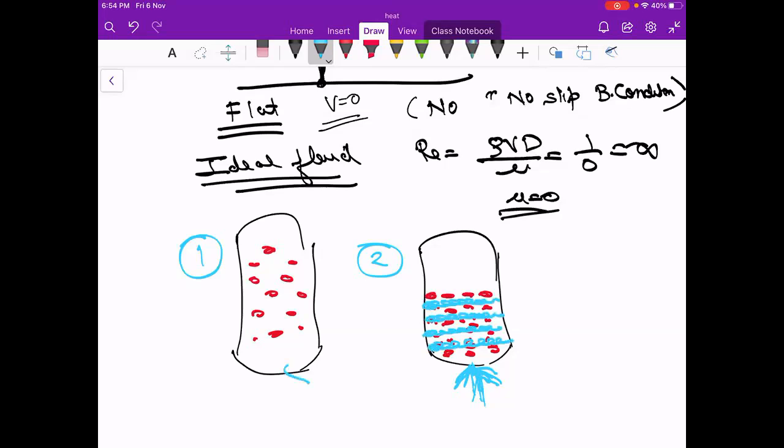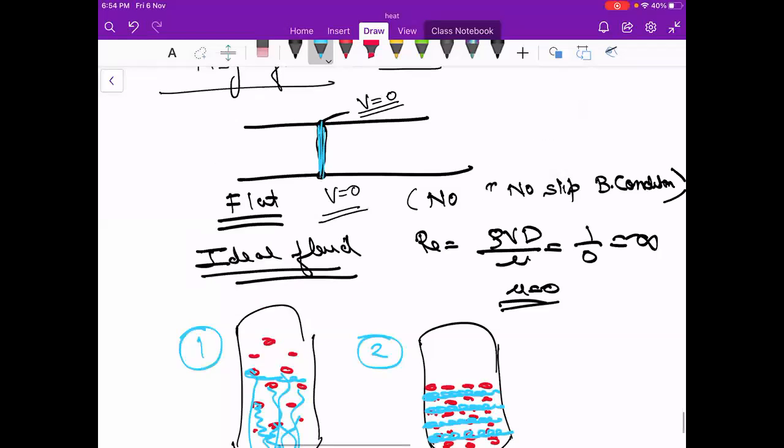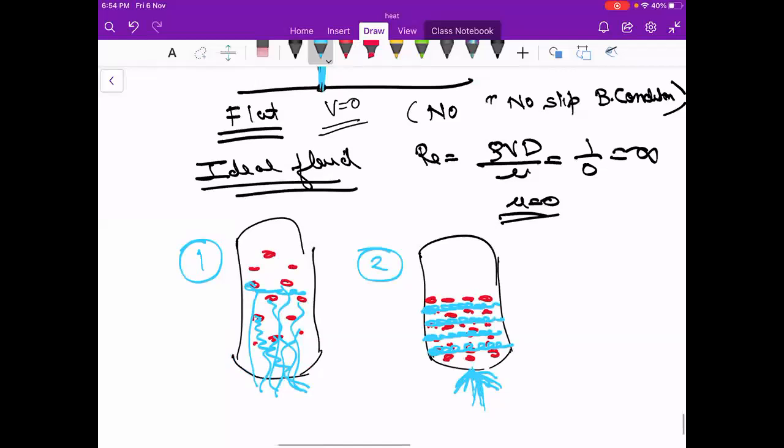And here it will not be the same like this. It is coming in contact with this, sometimes this, sometimes this. Every particle has a different velocity. So see, it is the profile of flat velocity. Here also it is a flat velocity. So that is why packed beds are better, better to control.